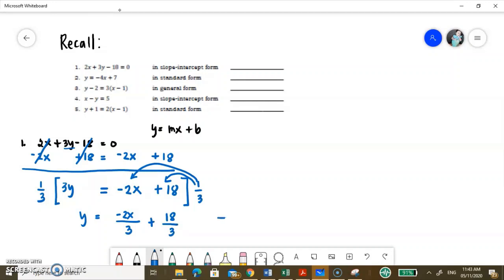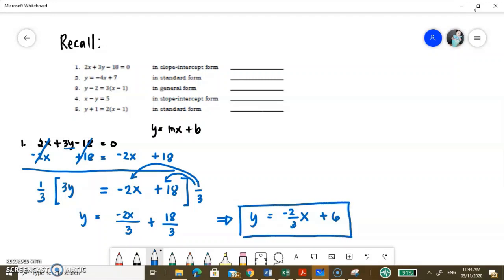And then, we can simplify. Okay? So, this would become y is equal to negative 2/3 x. You can write it like that. Okay? Plus, of course, 18 over 3 is just 6. Okay? So this would be its transformed form. This is now written in slope-intercept form.